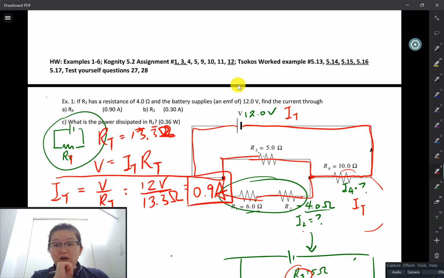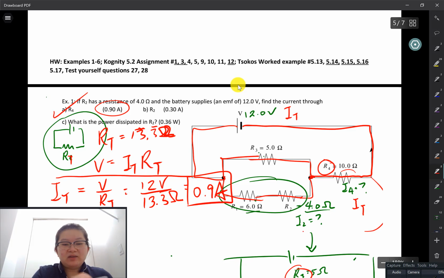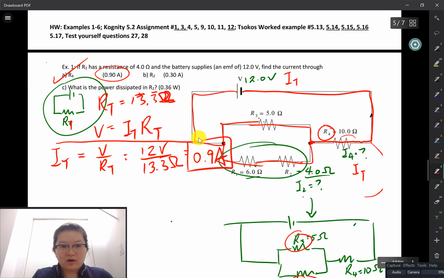Now that I know the total current, I know that's going to be the current through R4. And so that's it. I don't have to do any more calculations. I'm done. And hey, look, yay, we got it. Perfect. So we did A. We're done with A. We found the current through R4.